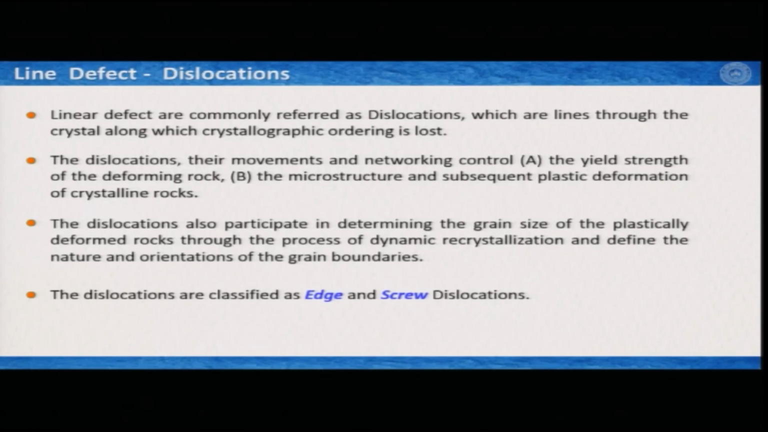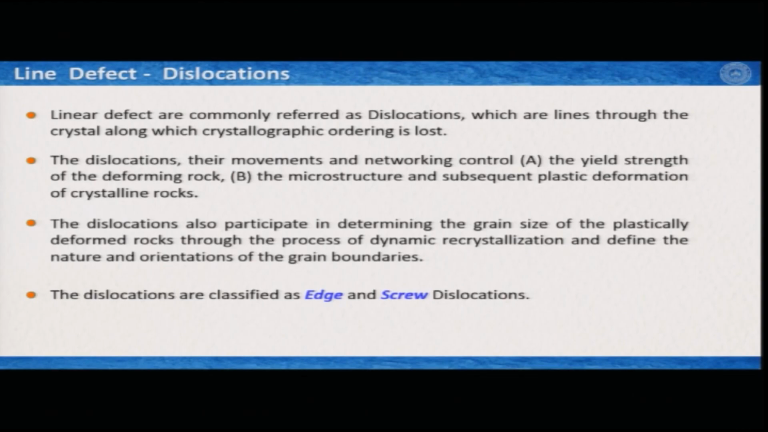Let us move to the next part of this lecture, which is line defects or dislocations. Vacancies, as you have learned, are 0th dimension, that means they are point defects, but line defects are linear defects, and linear defects are commonly referred to, as we have learned, as dislocations. Dislocations are nothing but the lines through the crystal along which crystallographic ordering is lost. We will learn more about it soon.